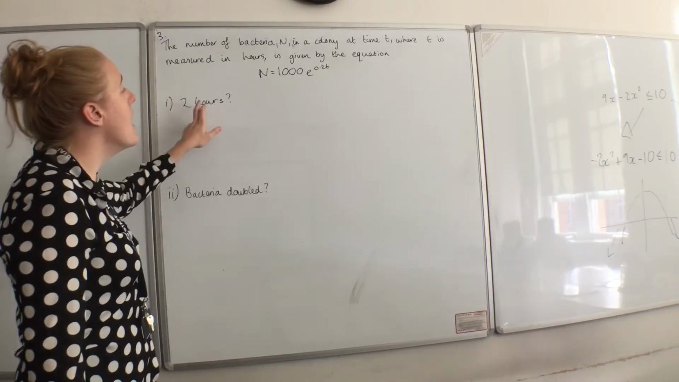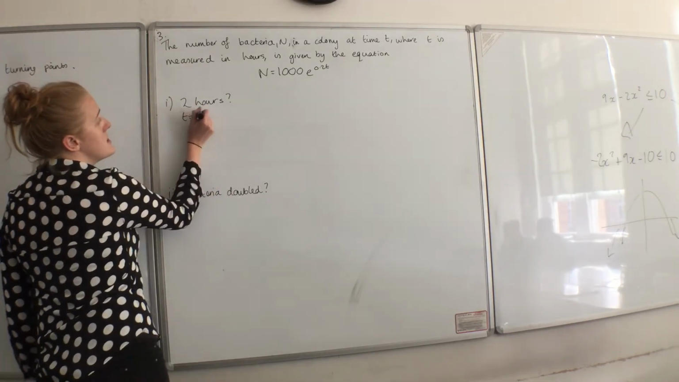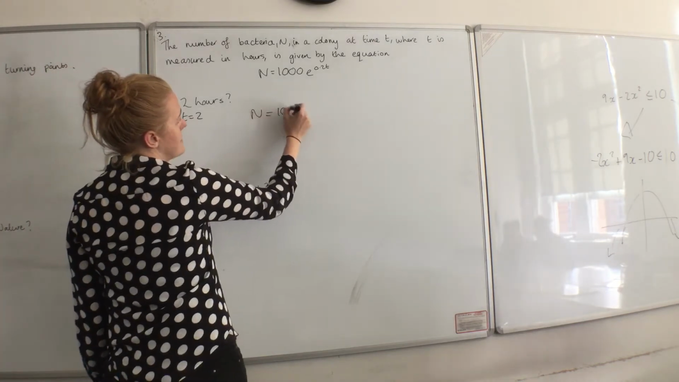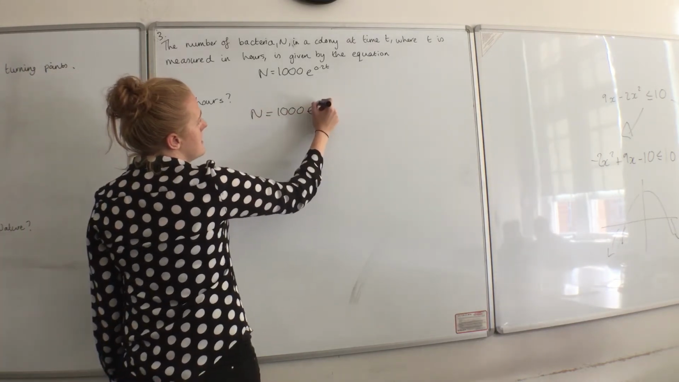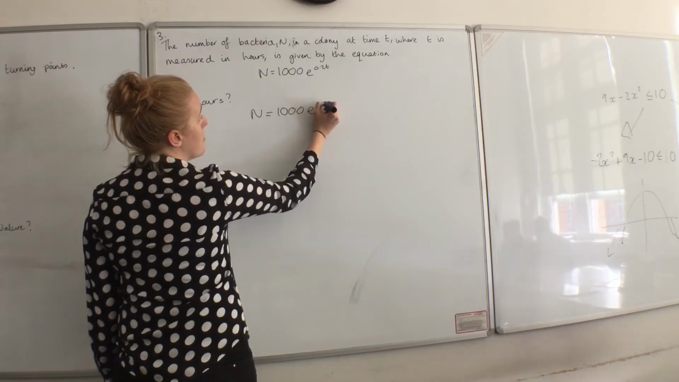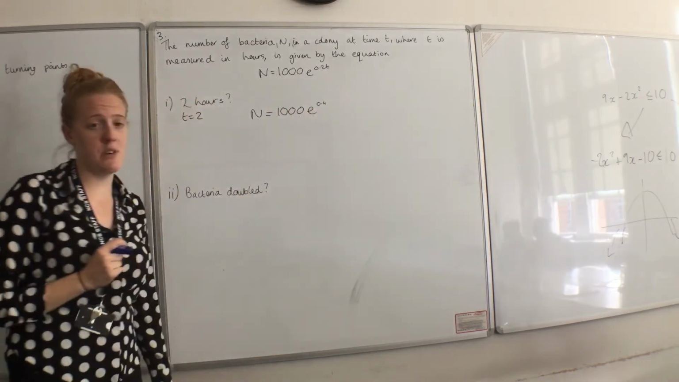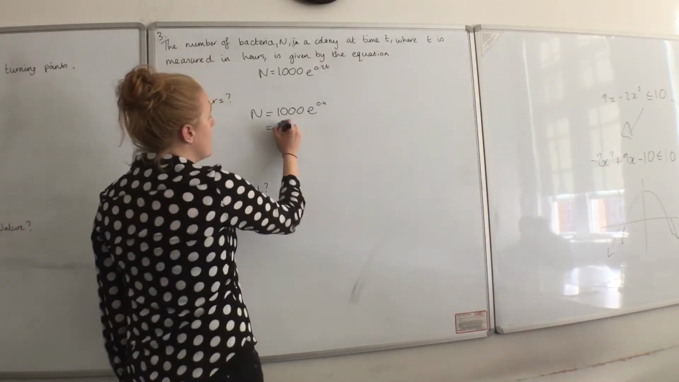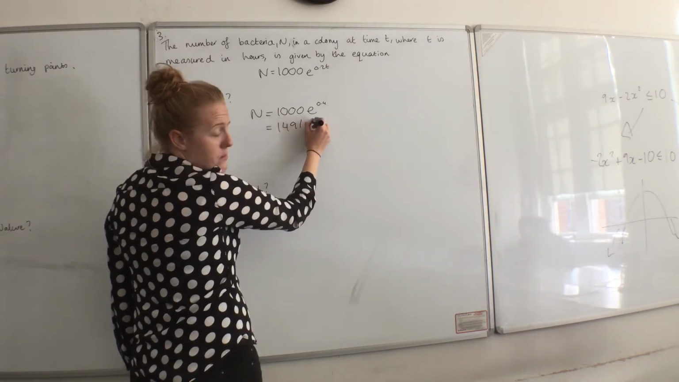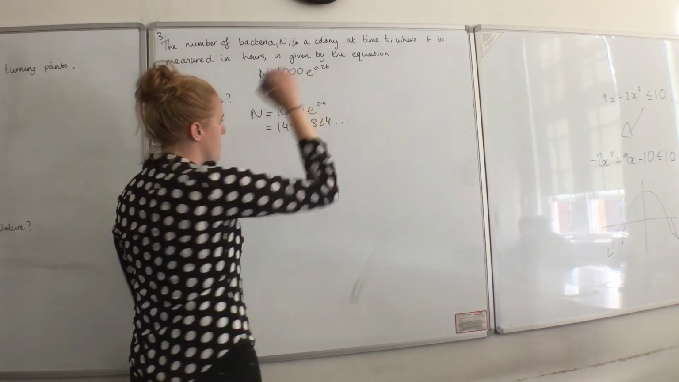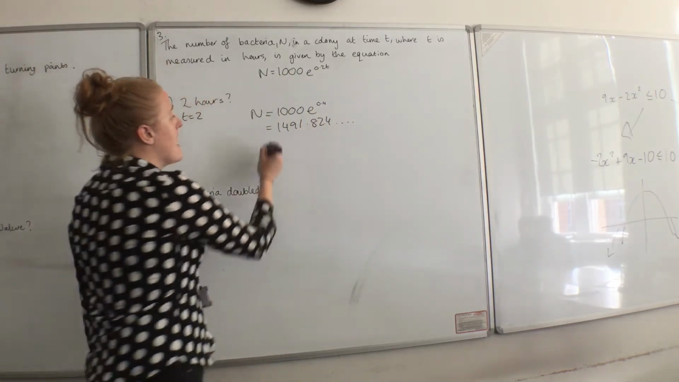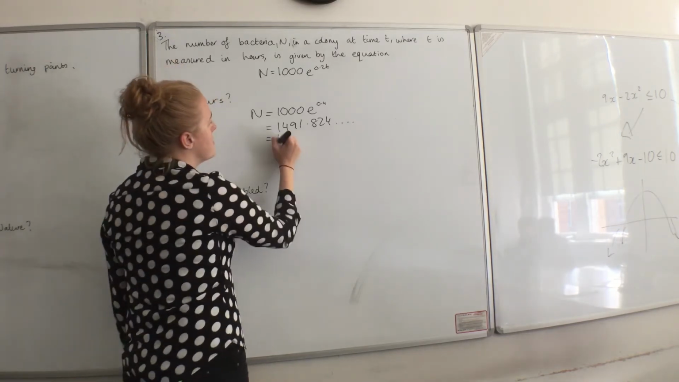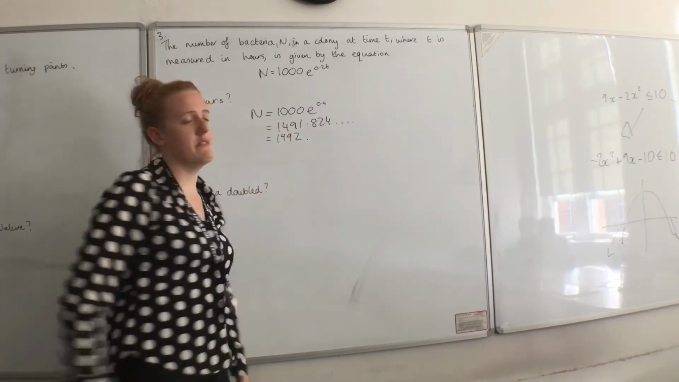So we simply understand that time is 2 and substitute that into our equation. So the number of bacteria is 1,000 times e to the power of 0.4, because it's t times 0.2. And that just substitutes straight into our calculator, and we would get 1491.824, something. I then understood, obviously, I can't have decimal points in terms of numbers of bacteria, so I have to round that to the nearest bacteria.